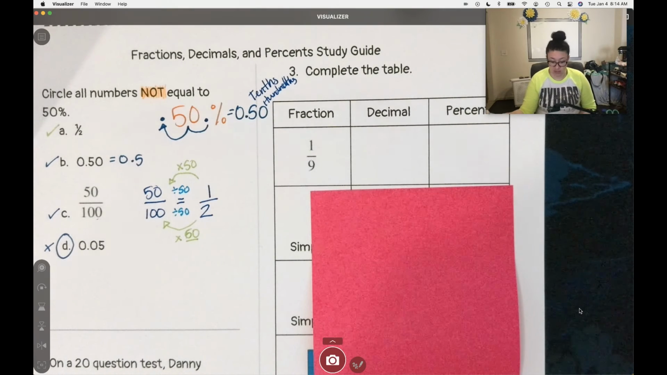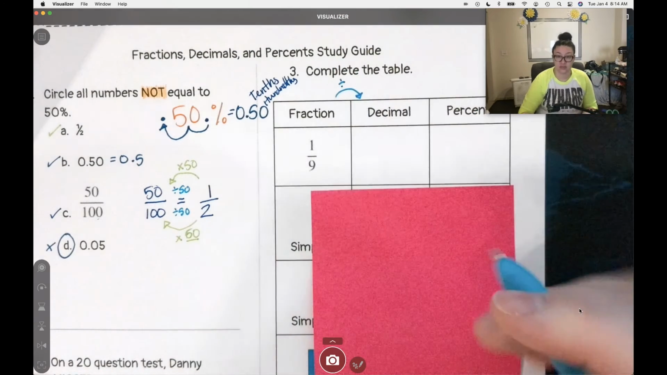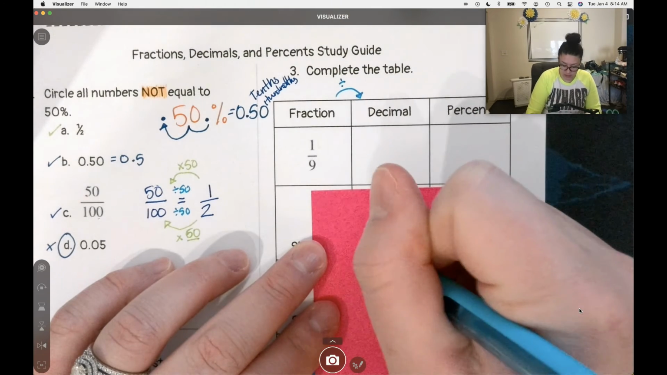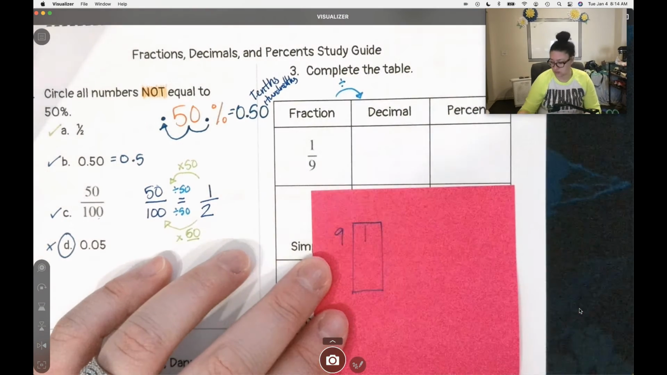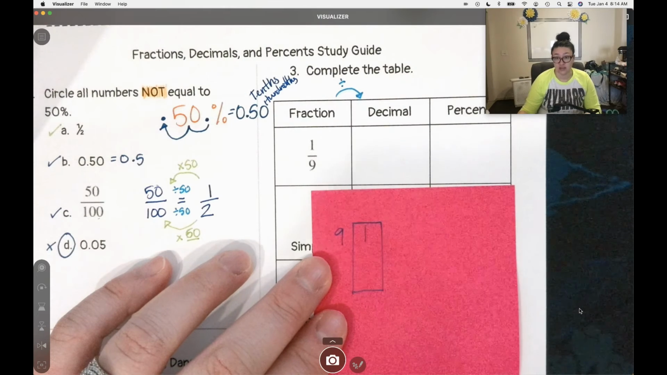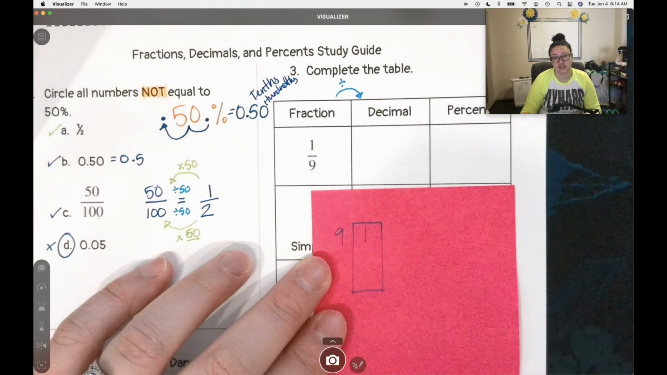So how do we go from a fraction to a decimal? We divide. So I need to do 1 divided by 9. I'm going to pause the video so I can do this real quick for you guys, and then you can come back and check to see how you did.